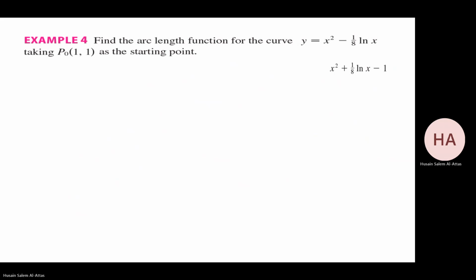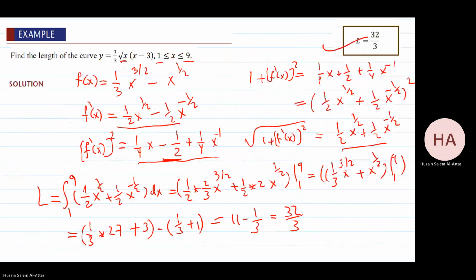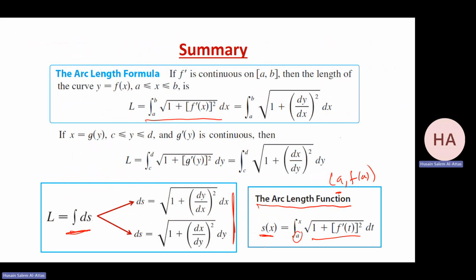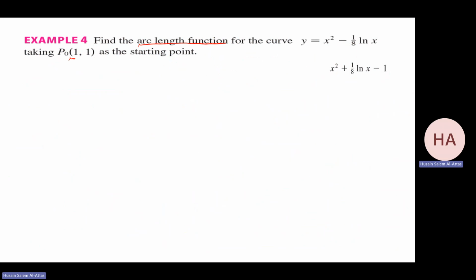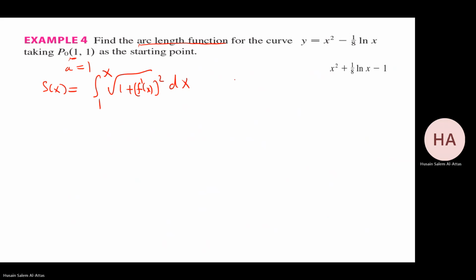Okay. Find the arc length function, which is a problem related to this. So my function is from a to x instead of from a to b. I have only a. This is a, equal 1. So my s of x will be the integral from 1 to x of square root of 1 plus f prime of x all squared dx. My f of x is this.